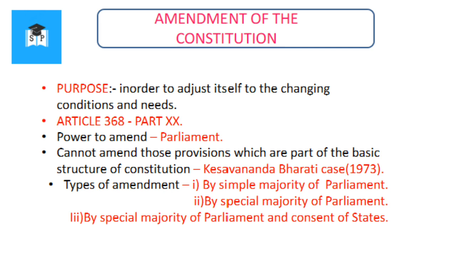The Constitution prescribes three types of amendment: by simple majority of Parliament, by special majority of Parliament, and by special majority of Parliament and consent of the states. For the details, let's look into the following videos.